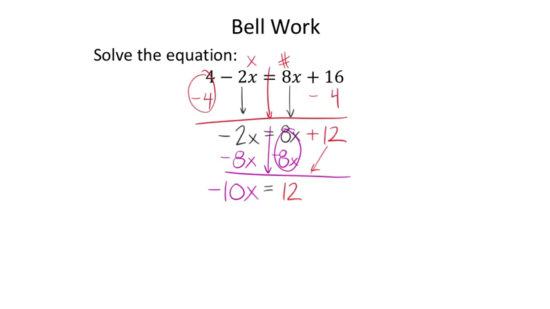Next up, what we're going to do is force that coefficient of x to be a phantom 1. We want this to be a 1x, not negative 10x. So the coefficient being negative 10, how do we make it a 1? We simply take it and divide it by itself. So negative 10 divided by negative 10 is 1. But if I do it to one side, I must do it to the other side.